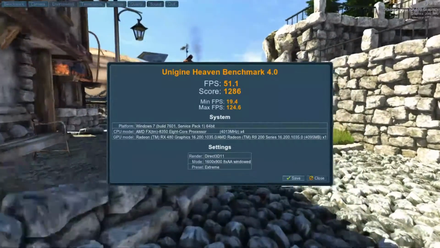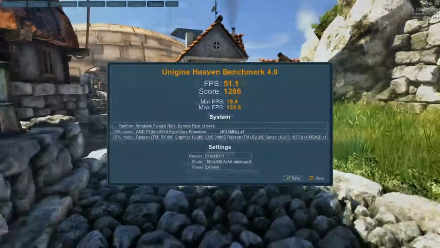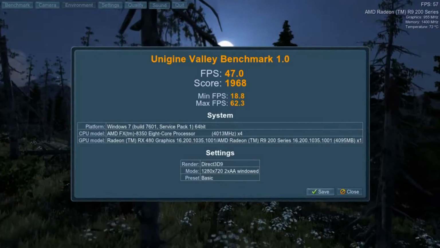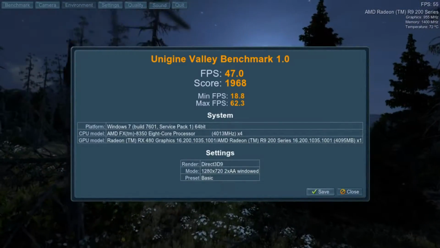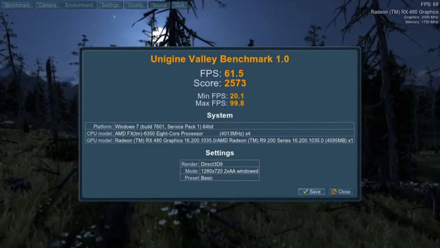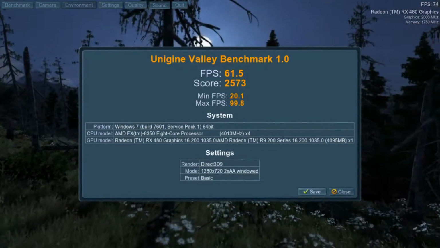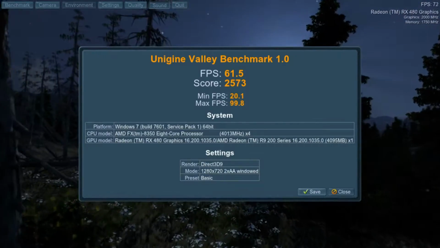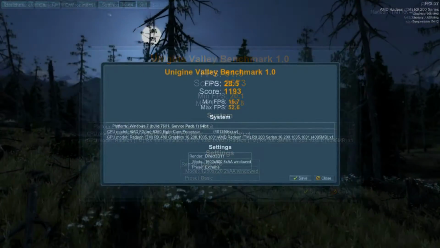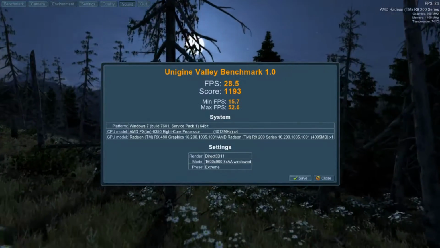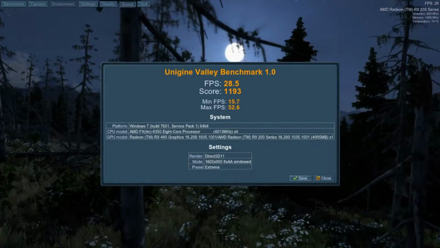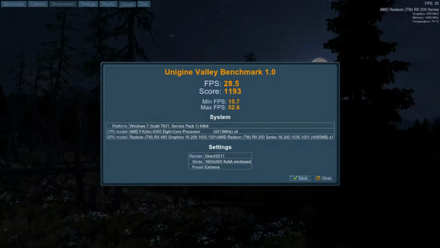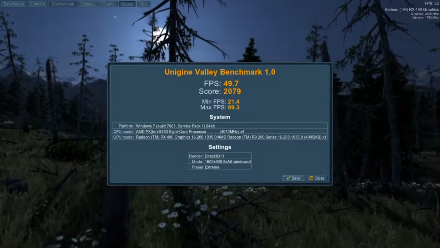Now on to the Valley benchmarks, where the R9 270 scored an average of 47 frames per second with a low of 18 and a high of 62. The RX 480 scoring an average of 61 with a low of 20 and a high of 99. Now the extreme versions of those, where the R9 270 scores an average of 28 with a low of 15 and a high of 52. The RX 480 scoring an average of 49 with a low of 21 and a high of 89.